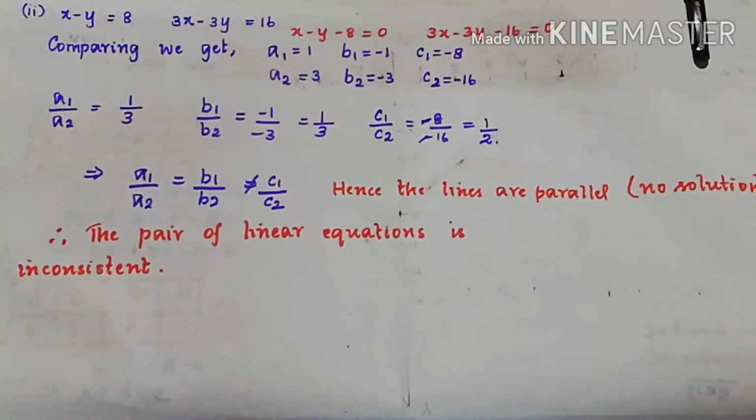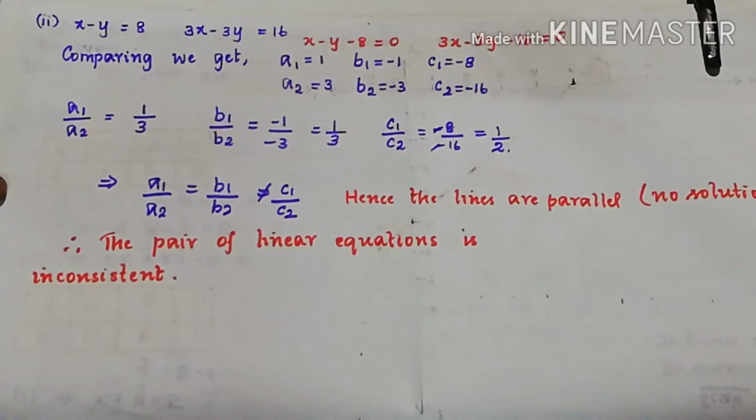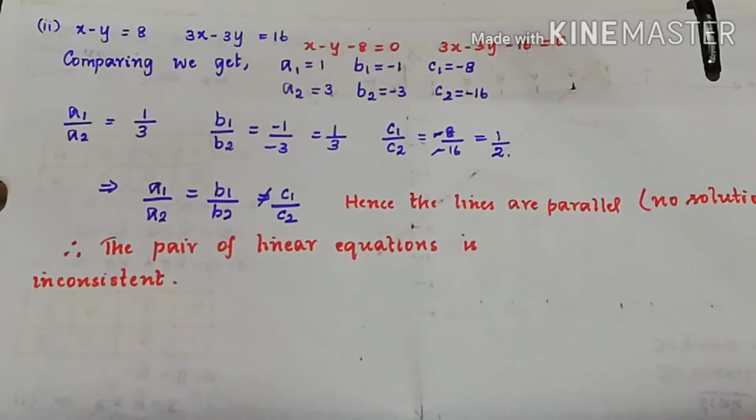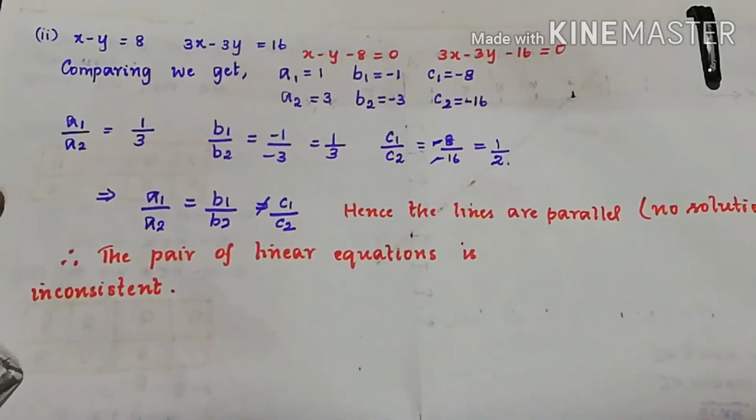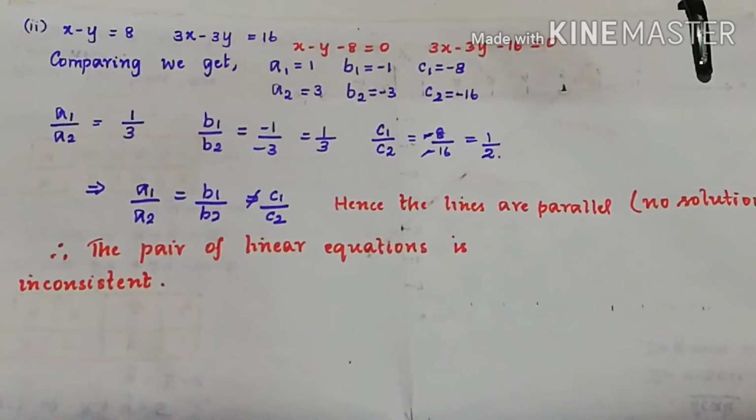If it is inconsistent, we can't find the solution. We need not proceed graphically. Only if it is consistent do you have to find the solution graphically. So this is the second sum. Similarly, you have 2 more subdivisions in this sum, so in a similar way you can try and complete it.